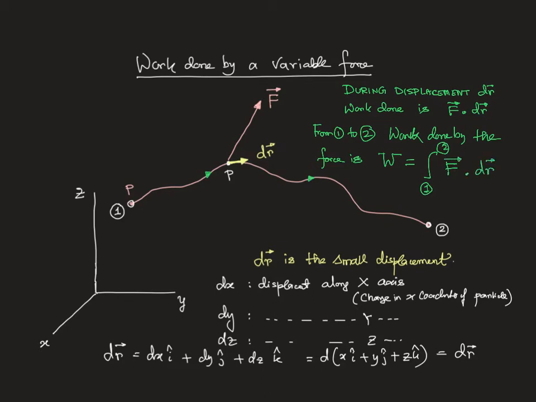During these small displacements dr, maybe the force changes, and again for the next small displacement, maybe the force changes like this. So you have to add up all of these. You break up the path into infinitesimally small displacements dr each, calculate the work done during each small displacement, and then add them up. That is the meaning of definite integration.